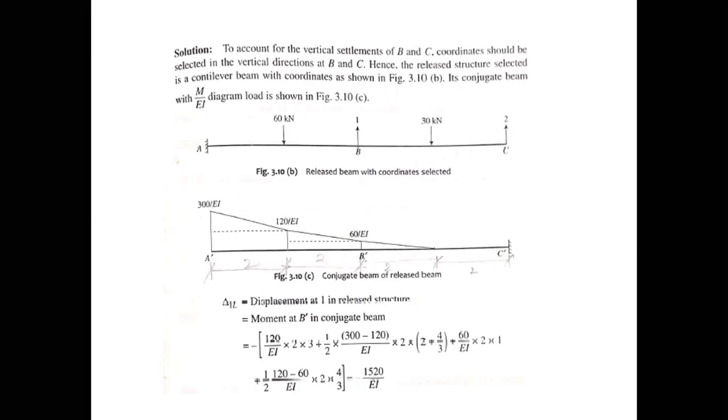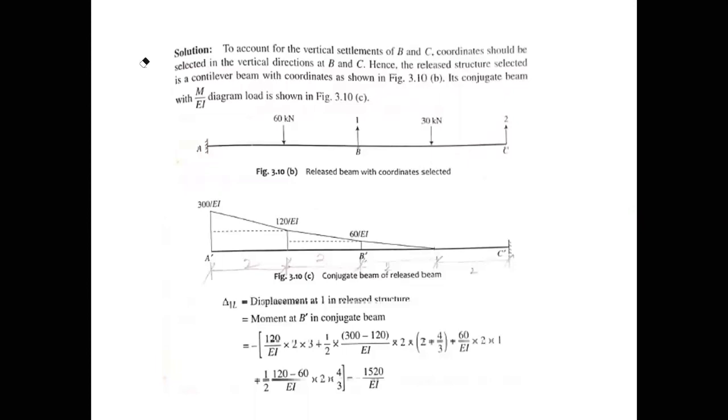This figure shows the M upon EI diagram. This diagram varies like this. This is the real beam, and this is its conjugate beam. We know that in case of a conjugate beam, the fixed end becomes free, and the free end becomes fixed. So A has become free and C has become fixed. So this is the M upon EI diagram for the particular beam.